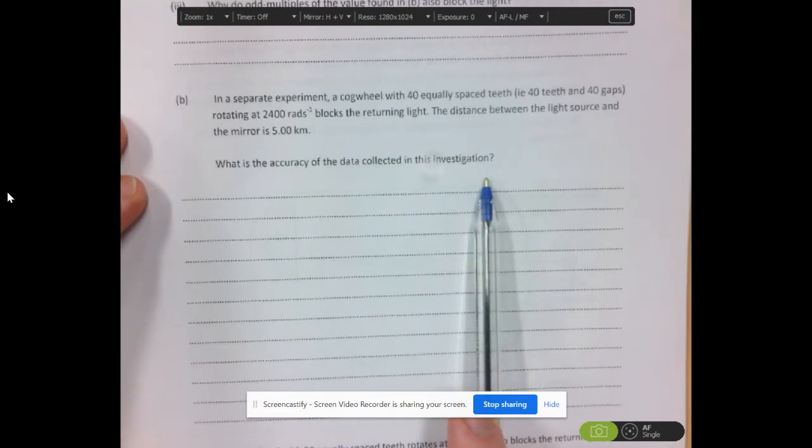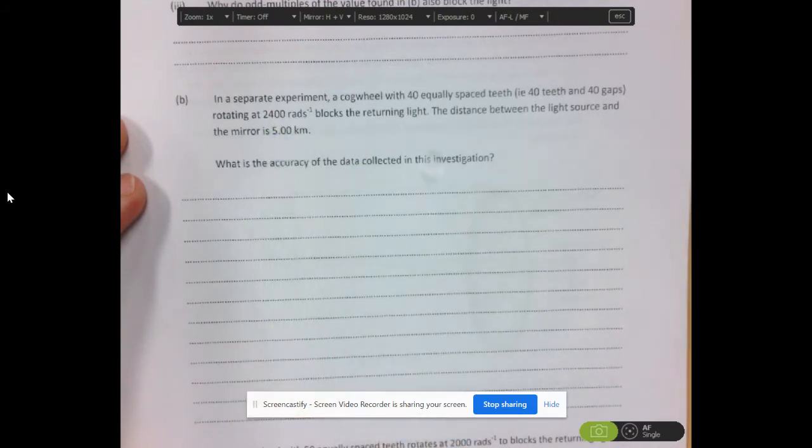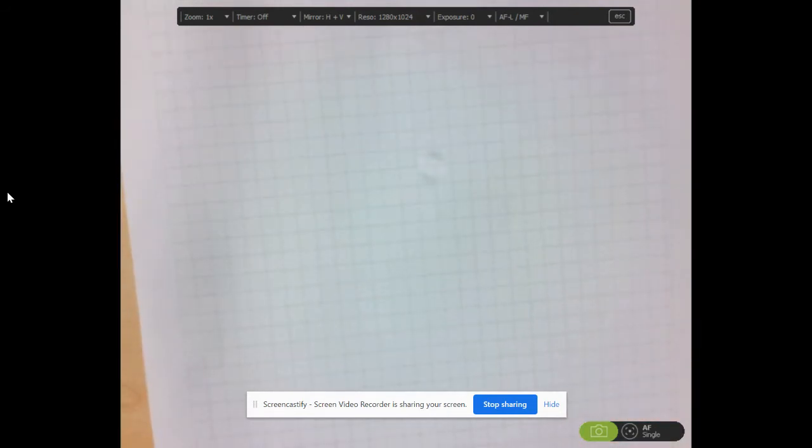So the data collected would have been the rotation of the cogwheel, because that's the thing that we actually measure when doing a Fizeau experiment. We just need to find the minimum rotational velocity that blocks the returning light. Okay, so in doing that, let's calculate what we need to, the speed of light.